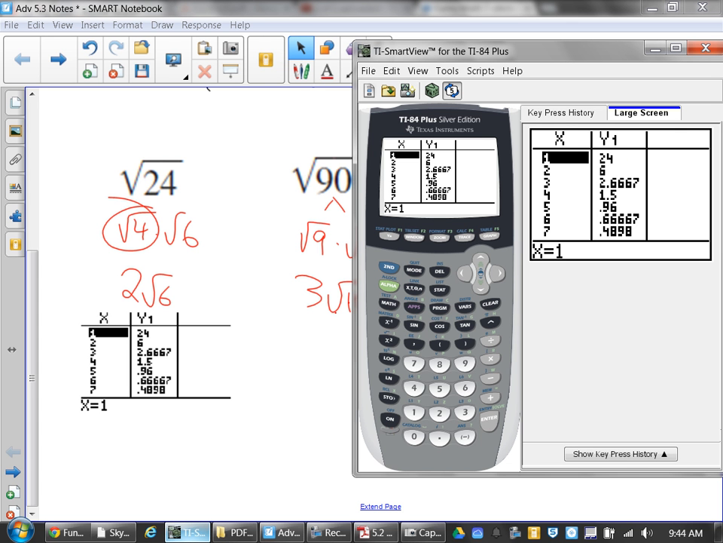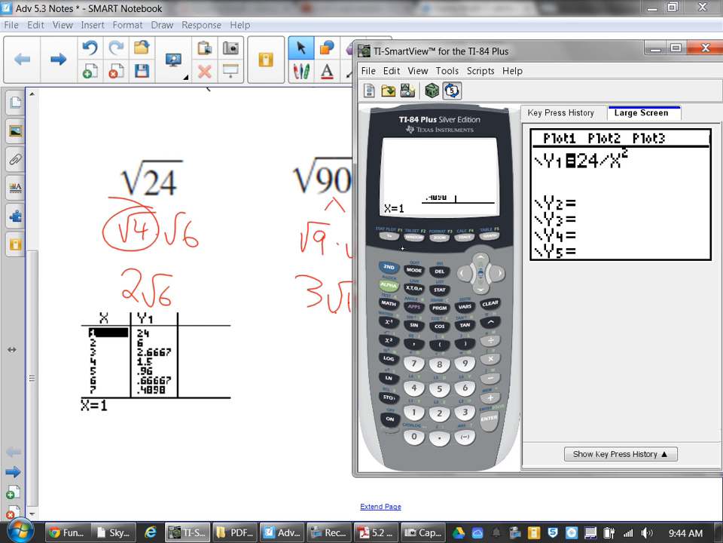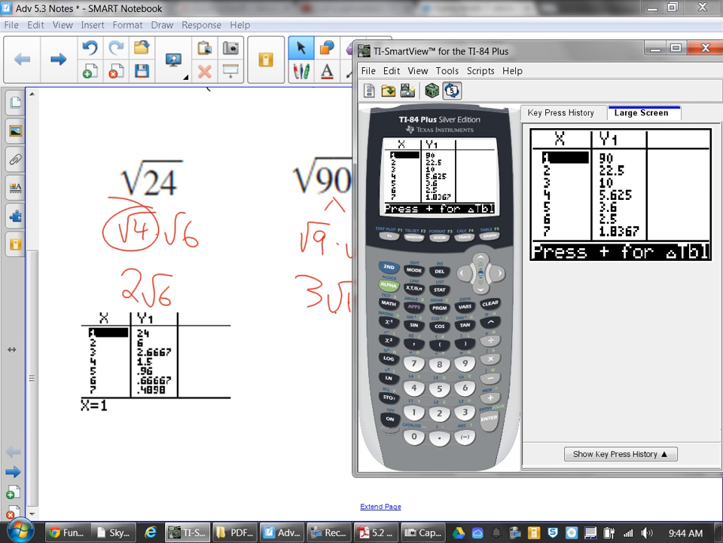The other one in here was the square root of 90. Do the same thing. 90 divided by x squared. Go to your table. 3 root 10.